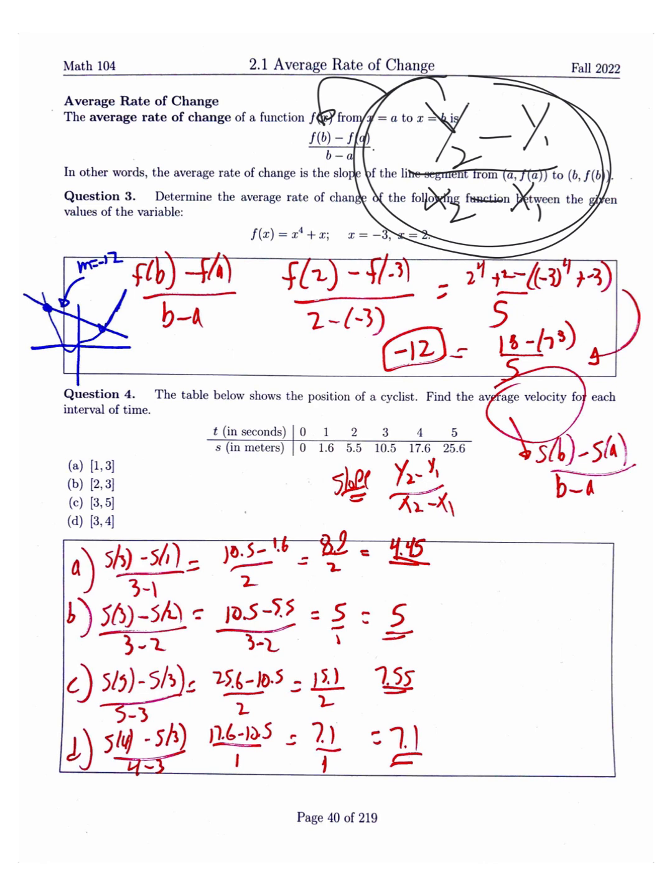Like d, it says the interval 3 to 4. So 17.6 minus 10.5 over 4 minus 3. And that's what that is.